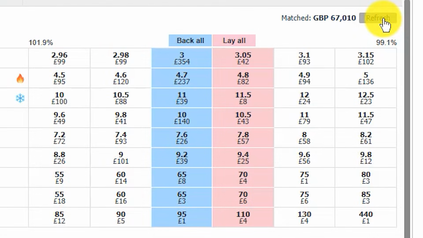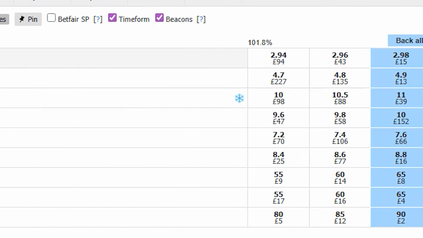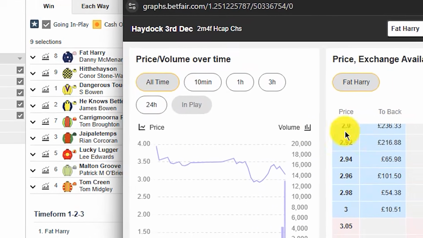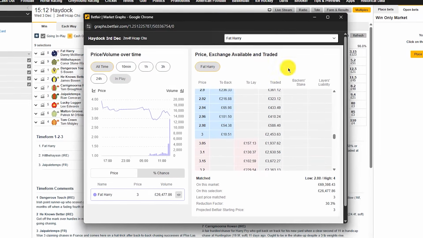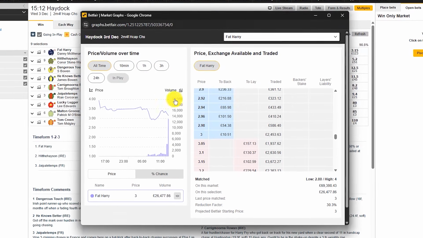Let's have a look at a live example. Here on this market, we can see the current prices where the blue and pink boxes meet. If we click on this little chart icon here, we can see the historical price for this selection. Watch how the chart changes. This is the key.